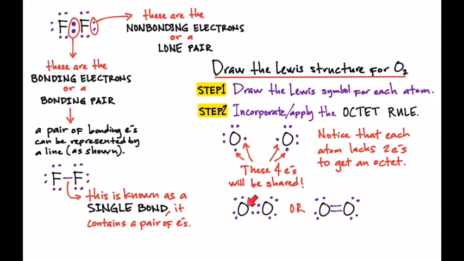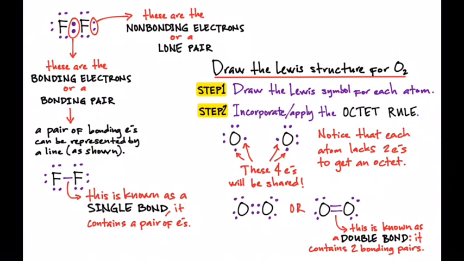And so if you count the total number of electrons for each oxygen atom, you can see that this oxygen right here, for example, has 2, 4, 6, 8 electrons. And this oxygen right here also has now a total of 8 valence electrons, 2, 4, 6, and 8. And you can simplify this using 2 lines, right? So each line contains a pair of bonding electrons. And we call this a double bond. A double bond contains 2 bonding pairs, or a total of 4 bonding electrons.